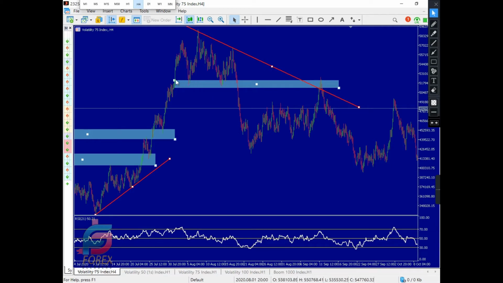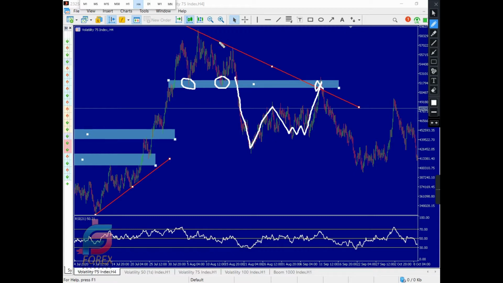As you can see, we have a support here. This support was broken, and I'm calling this a strong level of support because it was tested twice. This is the first support, then it was tested once, then the market came back, didn't retest for the second time, broke this level, then dropped, moved into consolidation, and then came back and retested this level.